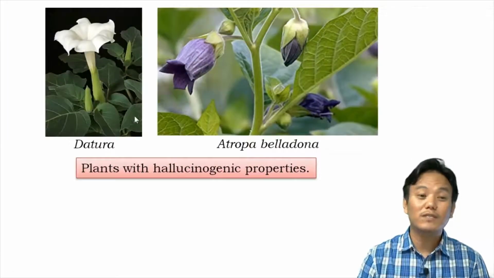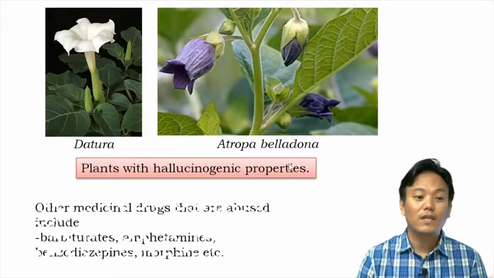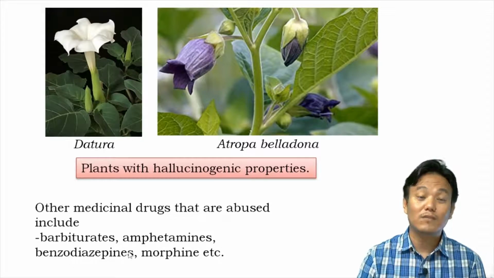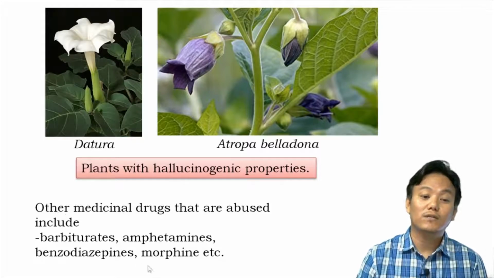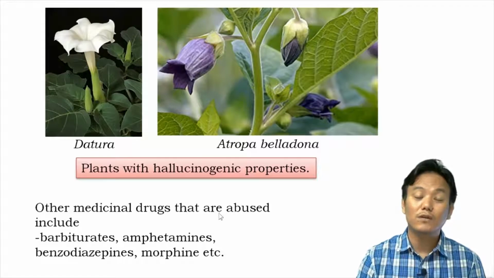Now there are other plants like datura and atropa belladonna, which contain chemicals which can induce hallucinations, right? So these are plants with hallucinogenic properties. And there are other medicinal drugs like barbiturates, amphetamines, benzodiazepines, which are prescribed for people undergoing chronic depression or people who are unable to sleep properly. So such drugs are prescribed to those people, right? And there are drugs like morphine, which are prescribed to people who have undergone surgery. So morphine is a painkiller, right? So these medicinal drugs can also be abused.